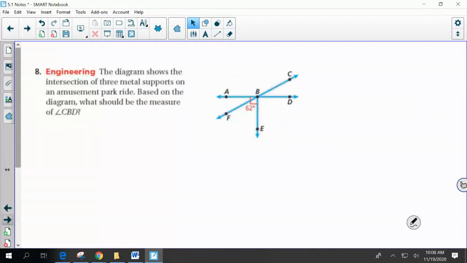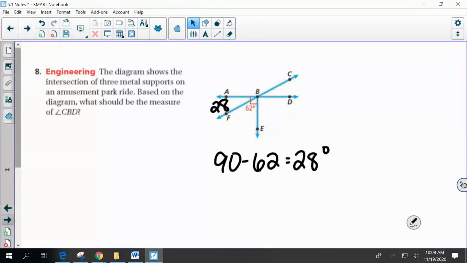Okay. All right. The diagram shows the intersection of 3 metal supports on an amusement park ride. Based on the diagram, what should the measure of angle CBD equal? So this is telling us that EBF is 62 degrees. Altogether, this is 90. So how would we figure out ABF? 90 minus 62, which is what? 28. So this would be 28 degrees.